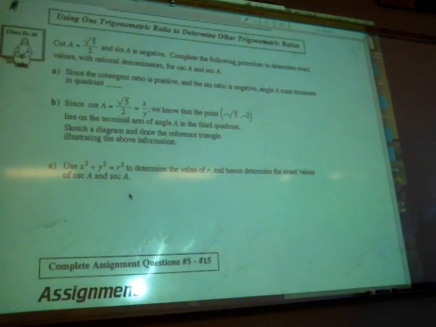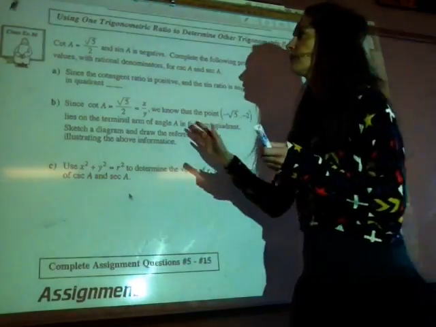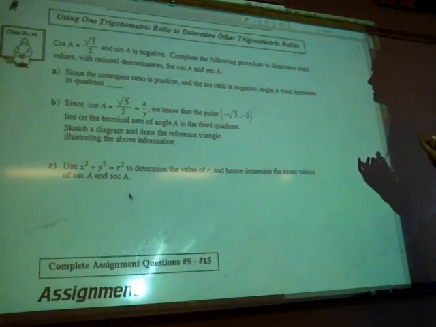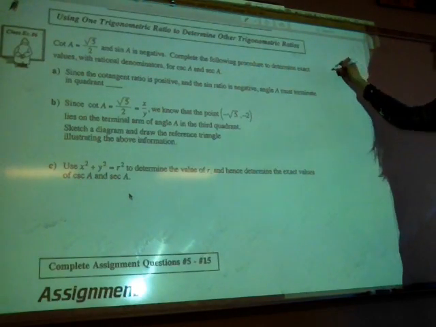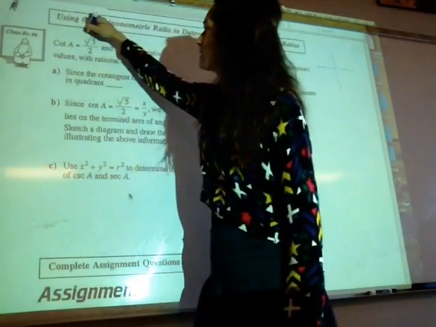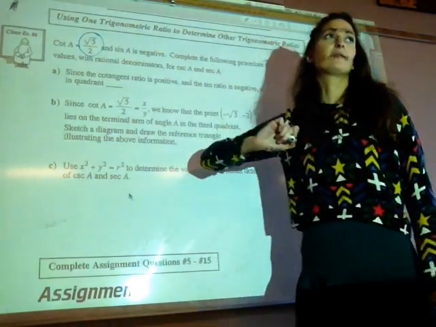So we still need to find some trig ratios, but this time our hint's a little bit different. We're not given a point. They're telling us that cotangent A is equal to the square root of 5 over 2, and that sine A will be negative. Okay, now if you look at this, positive or negative?